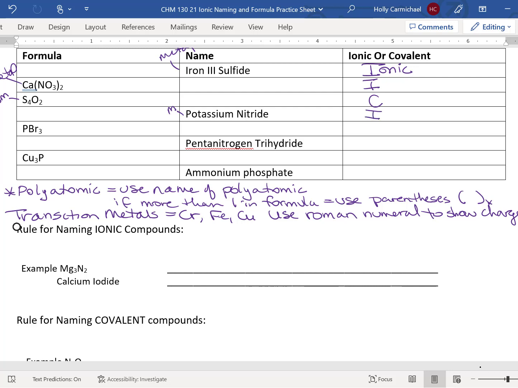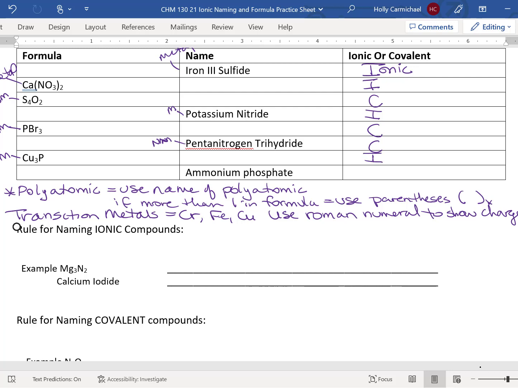PBr3. P is a nonmetal, so this is covalent. Pentanitrogen. Nitrogen is a nonmetal, so that means this is covalent, right? Hopefully everybody's gotten those. So Cu3P. Cu is a metal, so this is ionic.